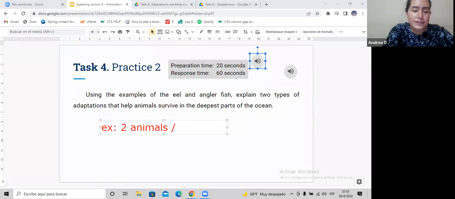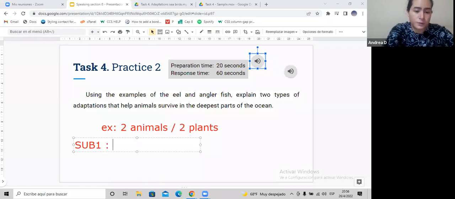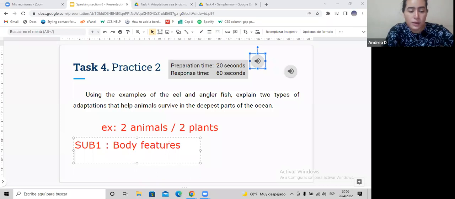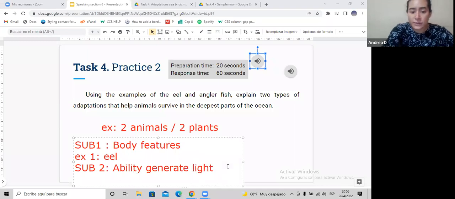In this case, the good thing is that they even give you the examples in the question, right? The two examples were the first one, the eel, and the second, the anglerfish. Careful, the two of them are not a subtopic. They are the examples of each subtopic. The second subtopic, you got it right. Subtopic 1 was actually body features, and example 1 was the eel. Then subtopic 2 was what you said, ability to generate light, and example number 2 was the second animal, in this case anglerfish.